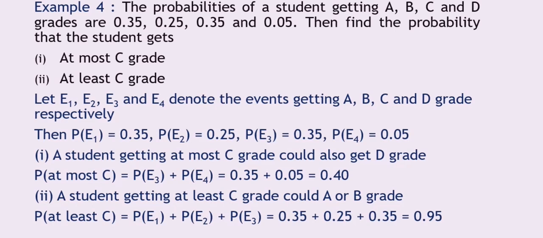Here, the data is not given. Okay, this is a different type of sum. You must have noticed what is given: the probabilities of getting an A grade, a B grade, a C grade, or a D grade.